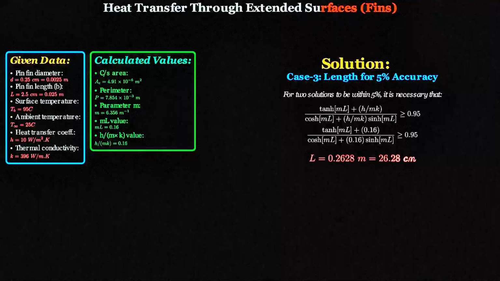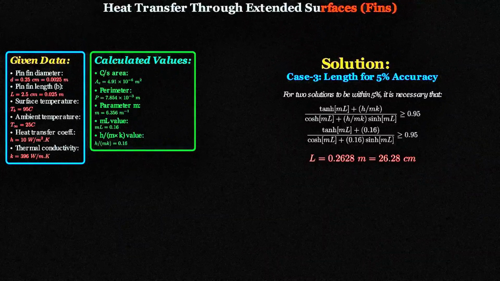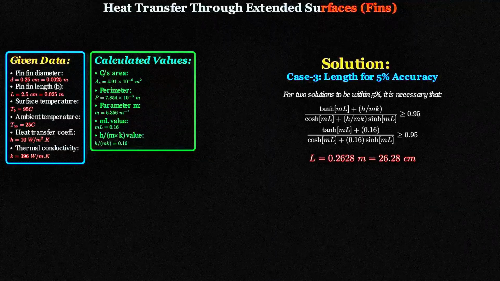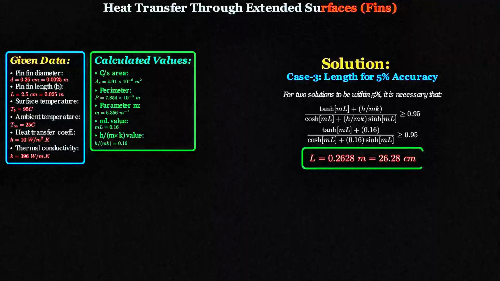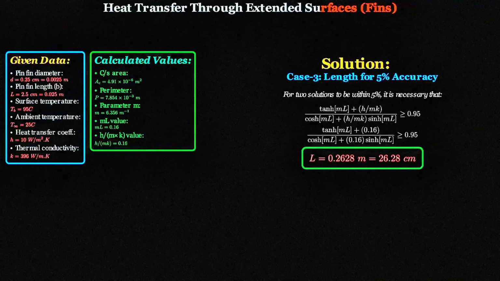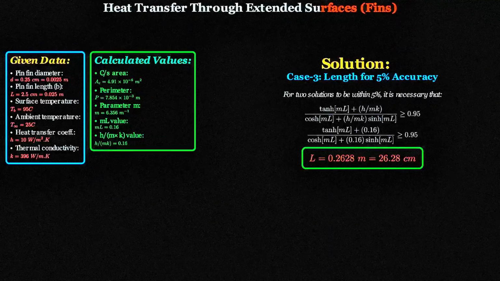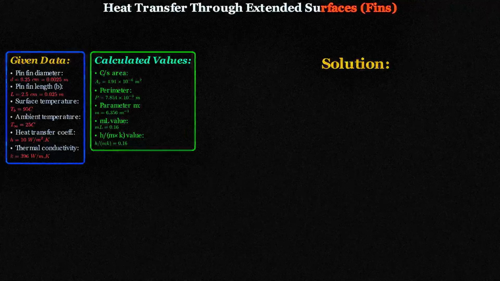Substituting h over mk equals 0.16, hyperbolic tangent of ml plus 0.16 times hyperbolic cosine of 0.16, divided by hyperbolic cosine of 0.16 plus 0.16 times hyperbolic sine of 0.16. Solving this equation numerically for ml and then dividing by m equals 6.356 per meter, L equals 0.2628 meters, which is 26.28 centimeters. This is our answer for part C. The fin must be at least 26.28 centimeters long for the infinitely long solution to be accurate within 5%.